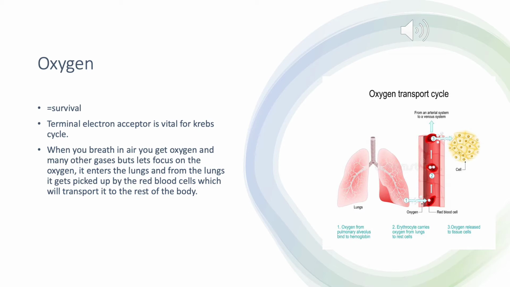Number one here, we've got the lungs, and the oxygen from the pulmonary alveoli is going to bind to the heme. Then we've got step 2, the erythrocytes. The red blood cells are going to carry the oxygen from the lungs to the rest of the cells, where in step 3, the oxygen is going to be released to the tissue cells. So this is all done through diffusion.